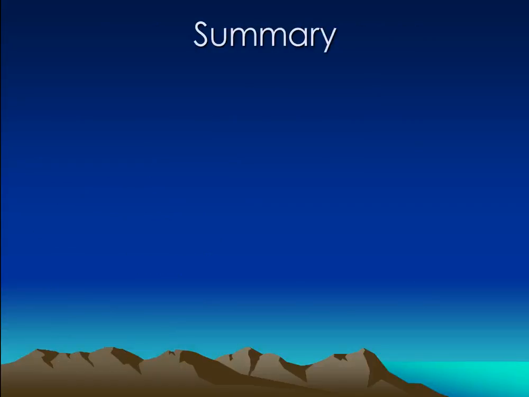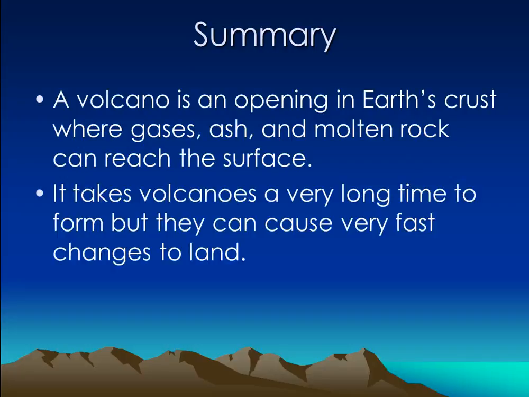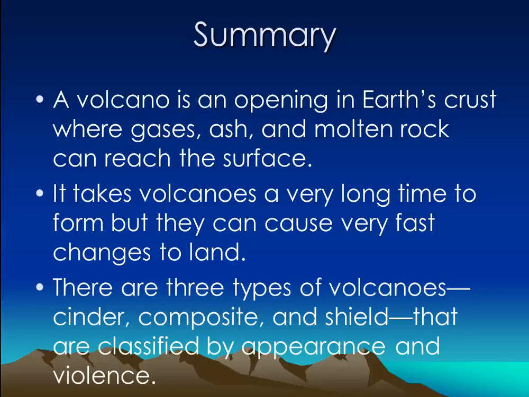Let's summarize this mission before moving on. A volcano is an opening in Earth's crust where gases, ash, and molten rock can reach the surface. It takes volcanoes a very long time to form, but they can cause very fast changes to land. So while it takes them a long time to form, the damage that they cause and the changes that they cause to Earth's surface can happen very quickly. And there are three types of volcanoes: the cinder cone volcano, the composite volcano, and the shield volcano, that are classified by their appearance and their violence, how quickly and how devastating their eruption is.